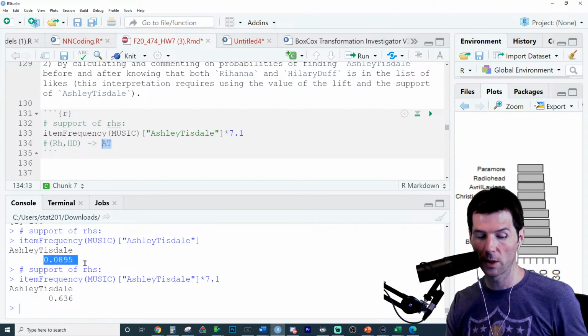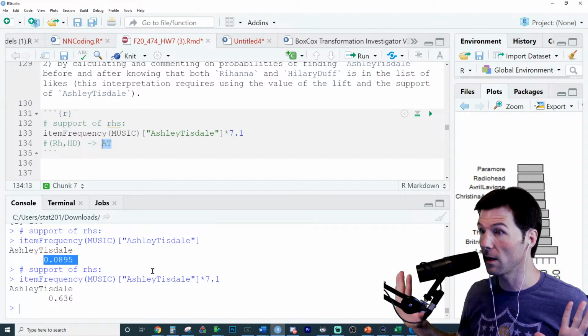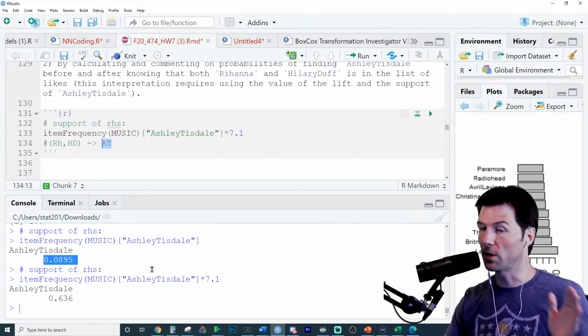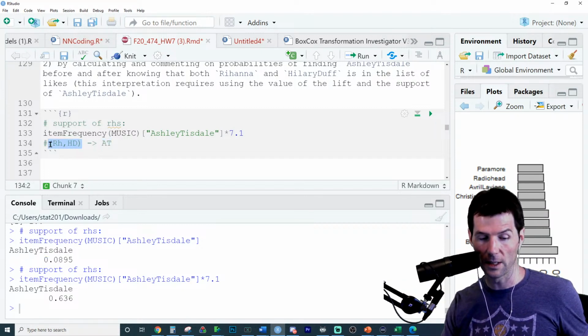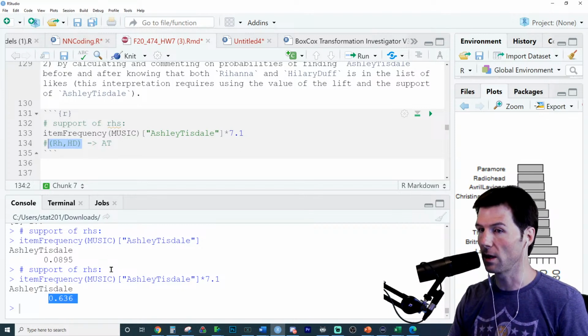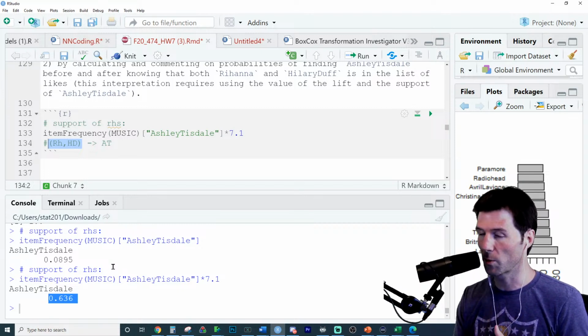This right here is the original support of someone having Ashley Tisdale. Like, without any knowledge, 9% of people have Ashley Tisdale. But with the knowledge that they have Rihanna and Hillary Duff, then it increases by a factor of 7.1, which is the lift, to the new probability of 63.6%. Is this making sense right here, especially with this interpretation?